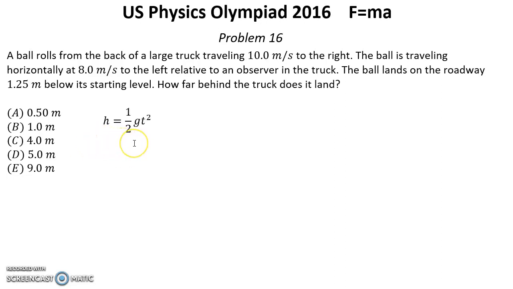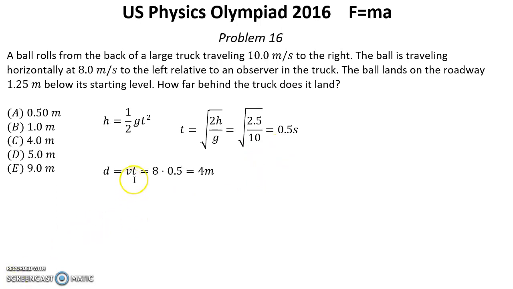Height h equals 1/2 gt squared. And from here we can find the time to fall down. That will be the square root of 2h over g, or half a second. And now we can find the total distance relative to the track. That will be vt, where v is the speed of the ball relative to the track, and time t is half a second. The answer is 4 meters, which is answer C. That was the solution for problem number 16.